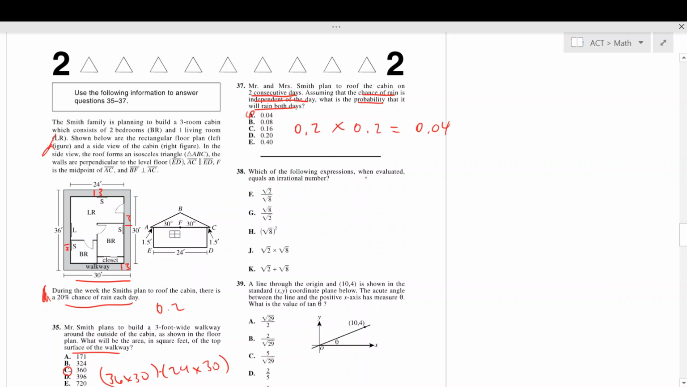Which of the following expressions, when evaluated, equals an irrational number? So let's try to think about it logically here. Square root 2 times square root 8 will give us square root 16, which is 4, so that's rational. Square root 8 squared gives us 8, that is rational, so it's not irrational.